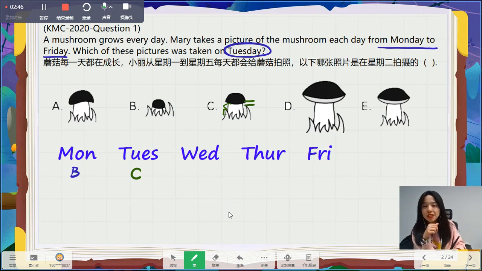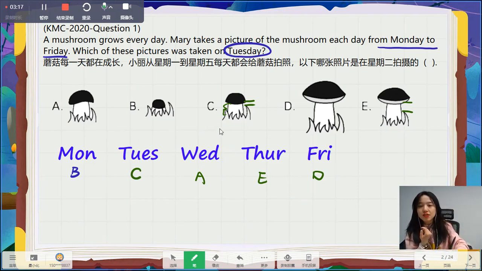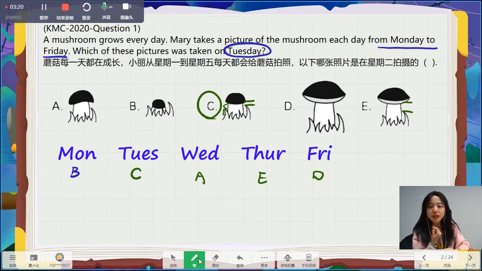Now let's continue. Which is just larger than C? That should be A. And the next one, D and E. Which one is larger? Compare the distance between the cap and the grass and also compare the size or the width of the cap. So E must be taken on Thursday while D will be taken on our Friday. So we want to find a picture that was taken on Tuesday. That is just C. Okay, so in this question, the answer is option C.